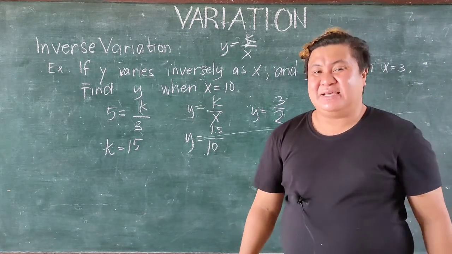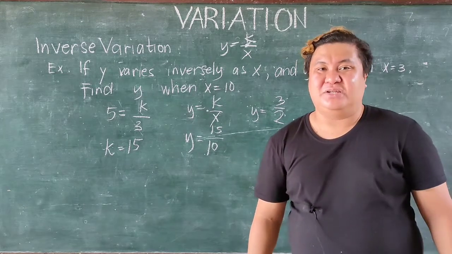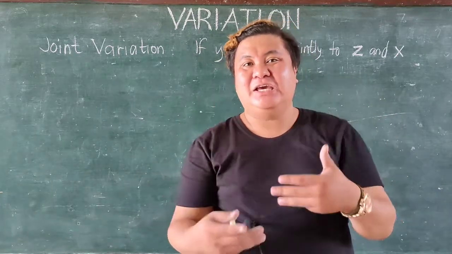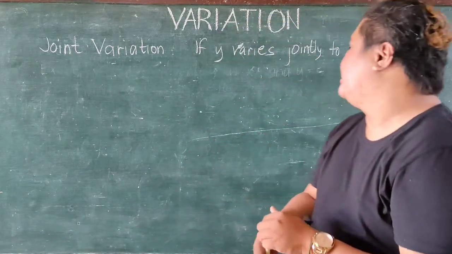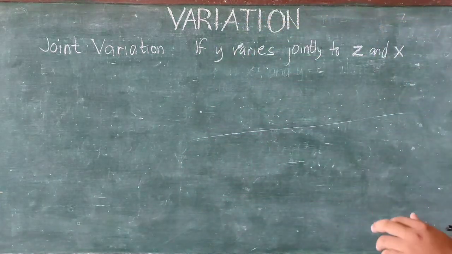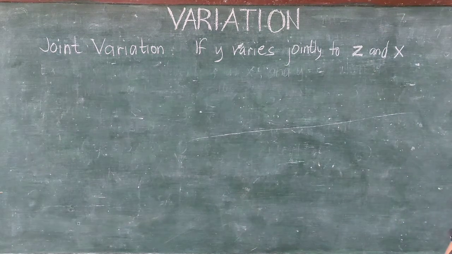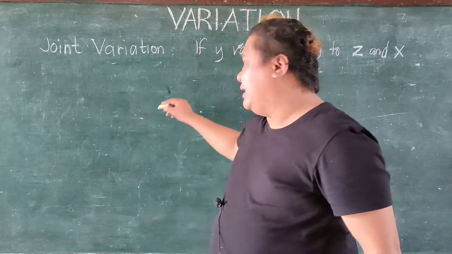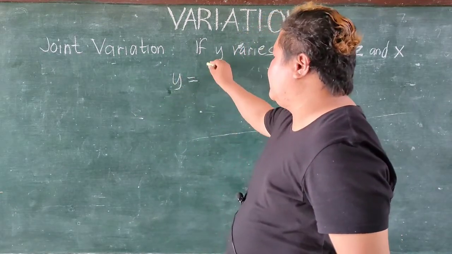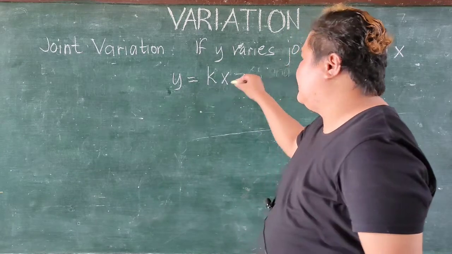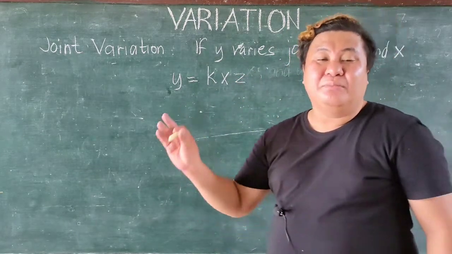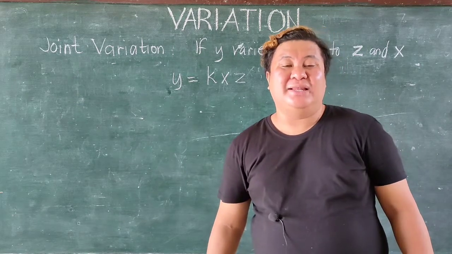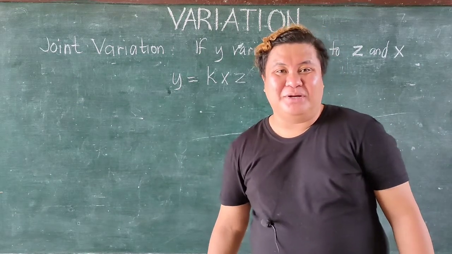And now, let's have joint variation. If the problem says y varies jointly to x and z, it is very simple. You have to write the formula y is equals to kxz. Jointly, you only multiply. It's just plain multiplication.